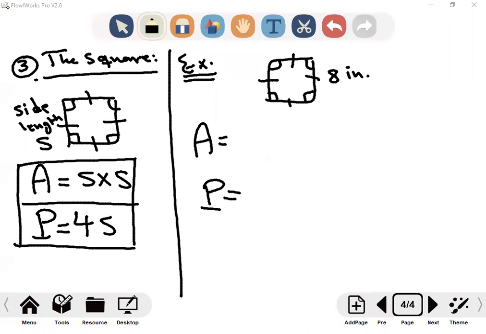What's the area of this square? What will I write? S multiply S. It is S multiply S equals 8 multiply 8, which is 64. 64 inch square. Thank you. This is how to find the area, guys. We multiply the side length by the side length.